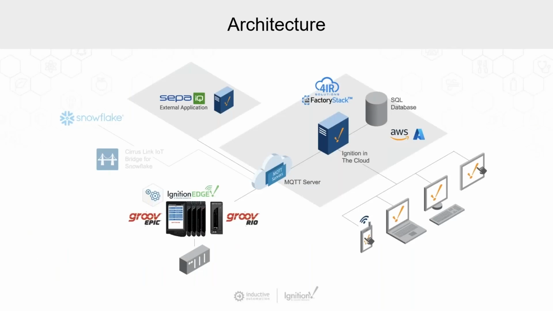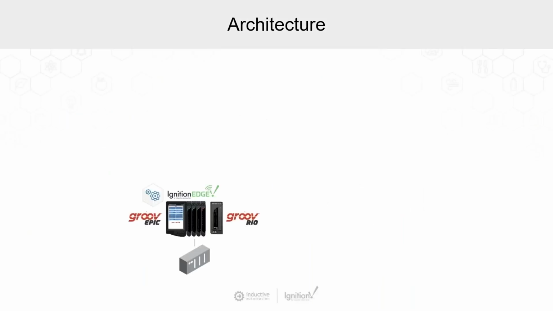So this is the architecture of what the demo is going to be today. And I'll just walk through it one piece at a time. At the edge, like we talked about, the groov EPICs from Opto 22 are on the C stores, and they have the C store logic inside them. Each store is modeled as a single UDT, and those groov EPICs are connected up to equipment and streaming that information back. They end up streaming it to an MQTT server.